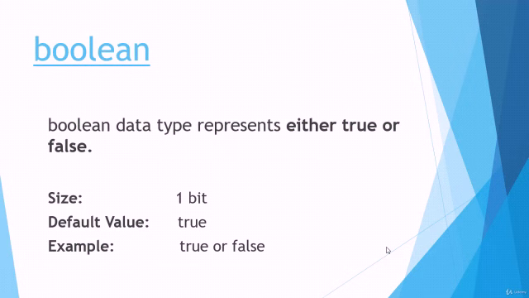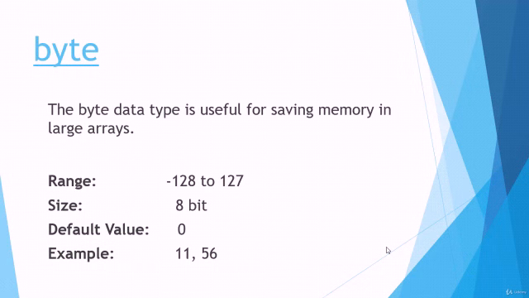The first data type is Boolean. The Boolean data type represents either true or false. There are only two conditions in Boolean, either it is true or it is false. Now the size of this data type is 1 bit. A bit is the smallest unit in the memory of the computer. And by default, the value of a Boolean variable is true, and for example, it has only two possibilities, true or false.